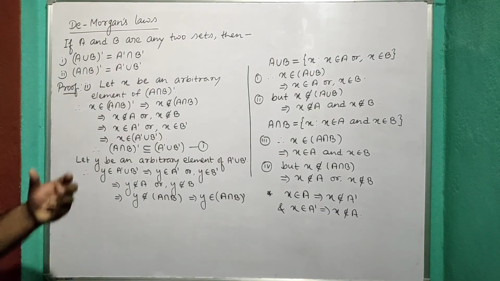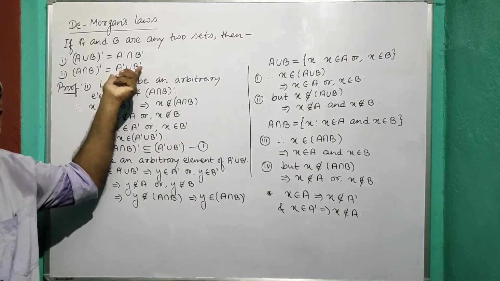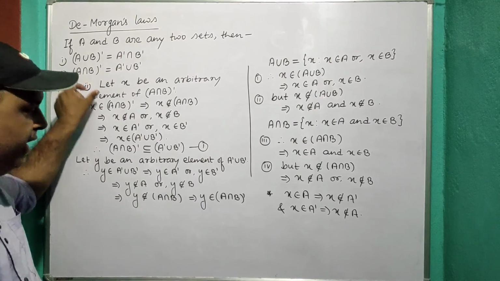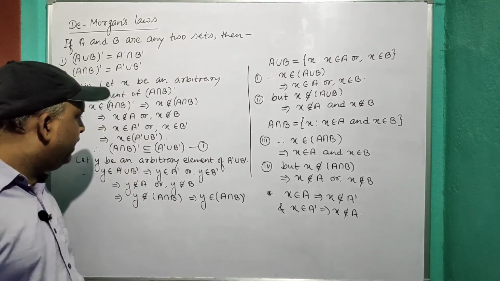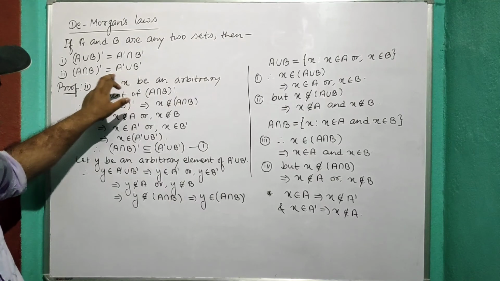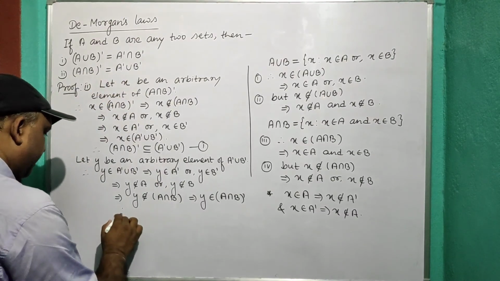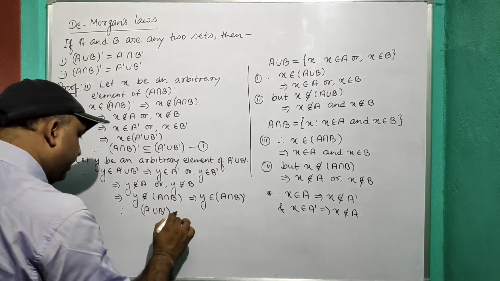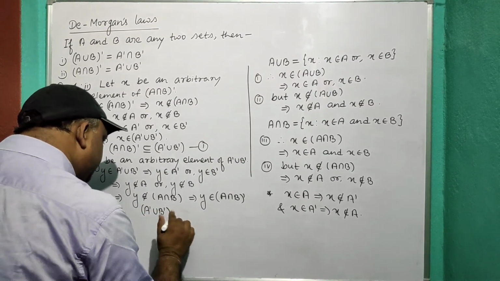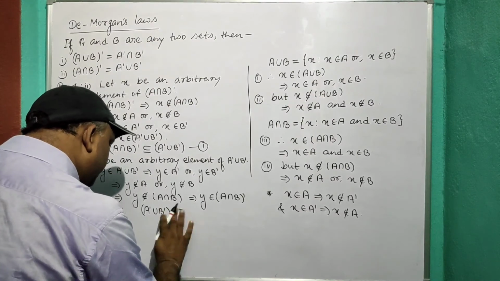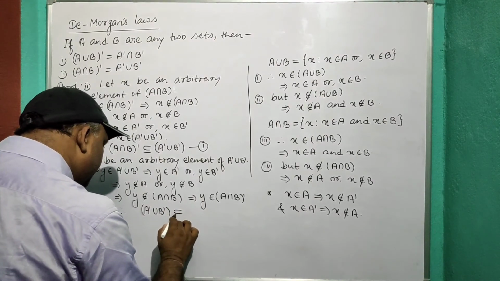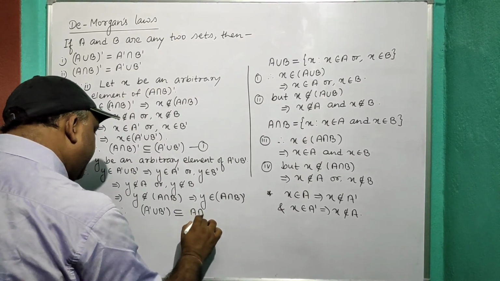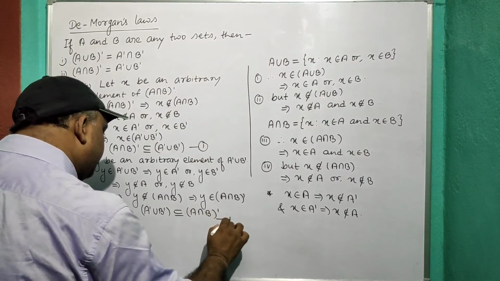तो यहाँ आपने देखा कि हम लोगों ने जो एलिमेंट लिया था RHS से लिया था A' union B' और सेम एलिमेंट LHS में है (A intersection B)' में. It means we can say that this is a subset of this one. So we can say that A' union B' is a subset of (A intersection B)'.